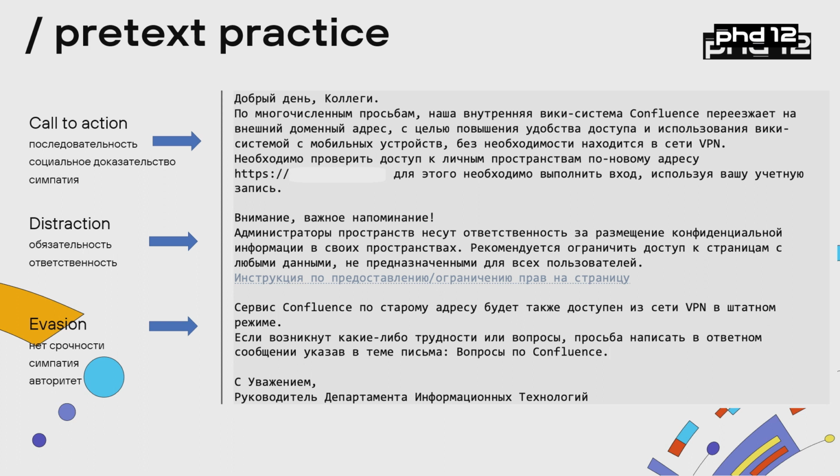Well, the next sentence actually says that we recommend limiting access to pages with any data which is not designed for public use. Next one is evasion. So we say that Confluence service will also be available over VPN in the old address. I think that all security awareness trainings will tell you that if you see scarcity being triggered, this is usually a surefire giveaway of a phishing message. So here we try to play down by saying, well, you can still keep using the old one, no problem.